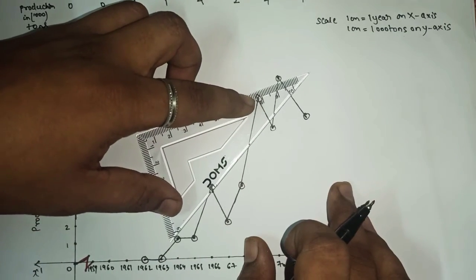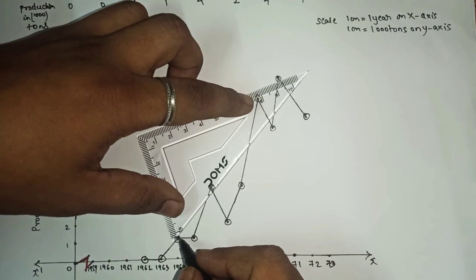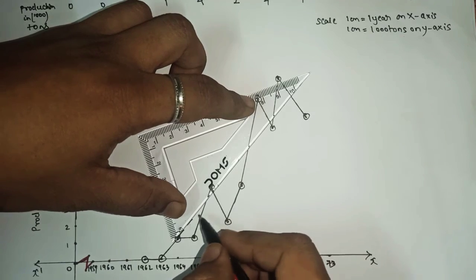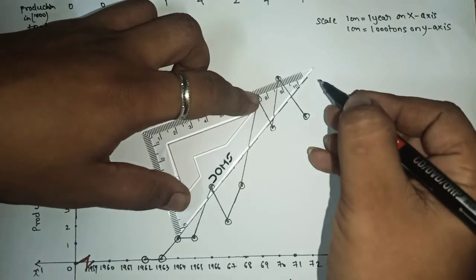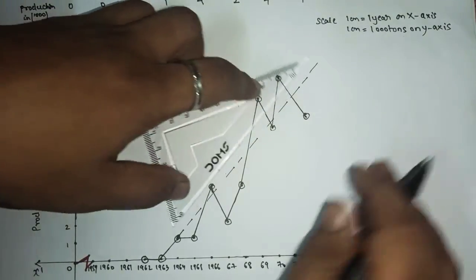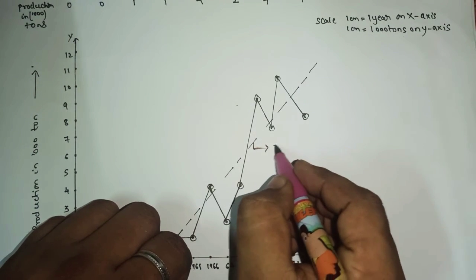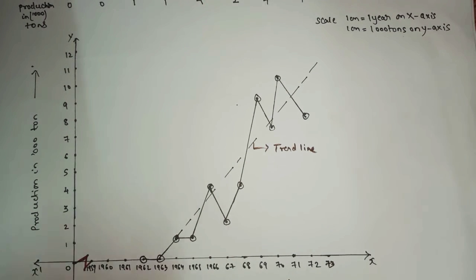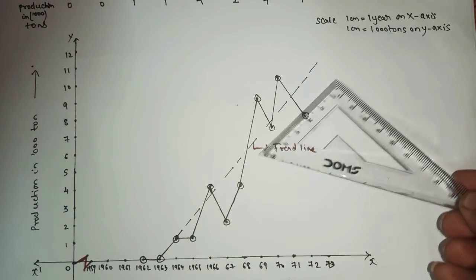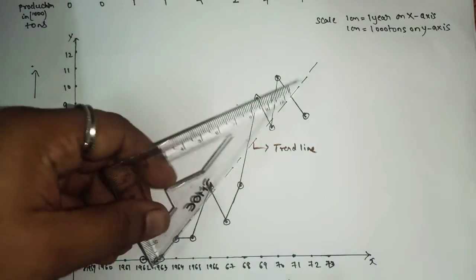I will draw like this, showing the trend line by a dotted line. So this is what is known as the trend line. Here we can clearly see that after drawing the trend line, some points lie below and some points lie above.